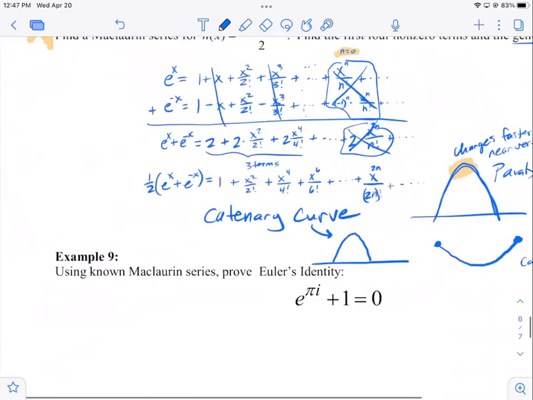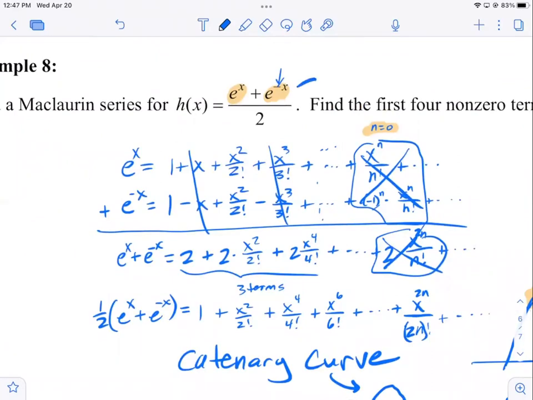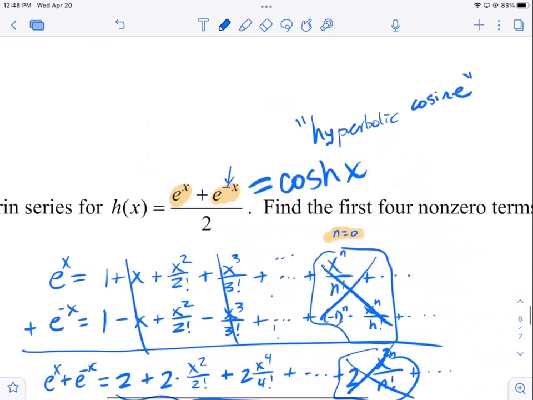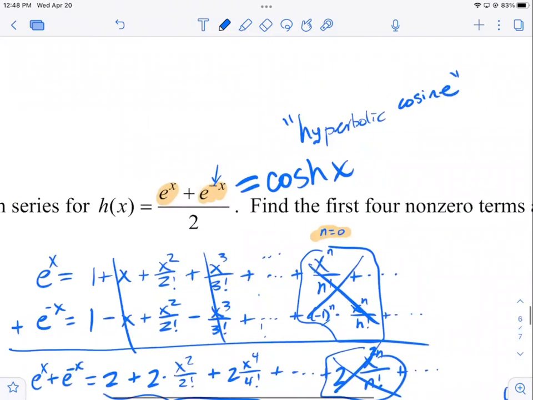Now, there's another name for this function. This function is actually equal to not cosine of x, but cosh of x. It's another name. That's 7.1. Now, what does cosh of x stand for? This is called hyperbolic cosine. There's all of them. There's sinh of x, cosh of x, tanh of x.